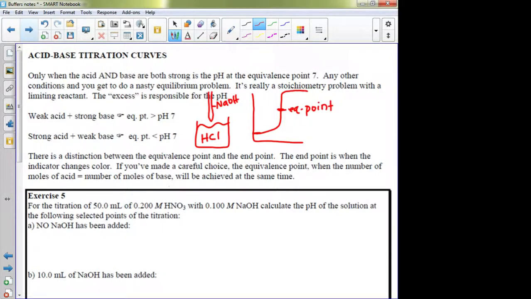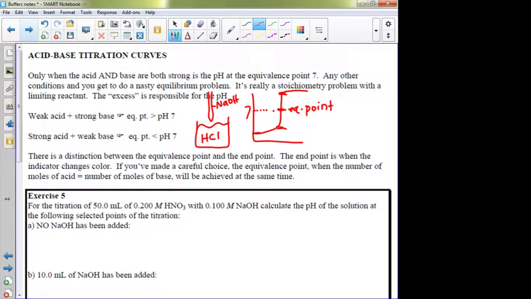Okay, it's halfway between the spikes. So you'll see the top of the spike, the bottom of the spike. Your equivalence point is halfway between the spike. What should be the pH at my equivalence point for a strong acid and a strong base? 7, right? Because they neutralized each other.